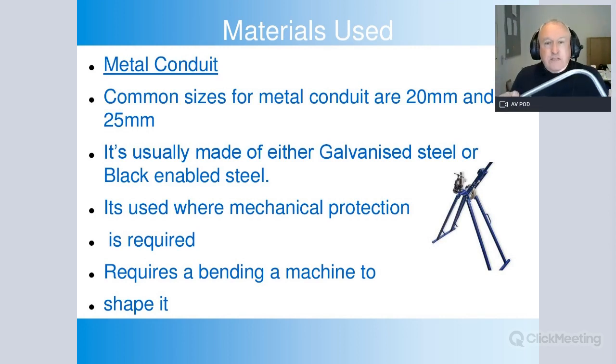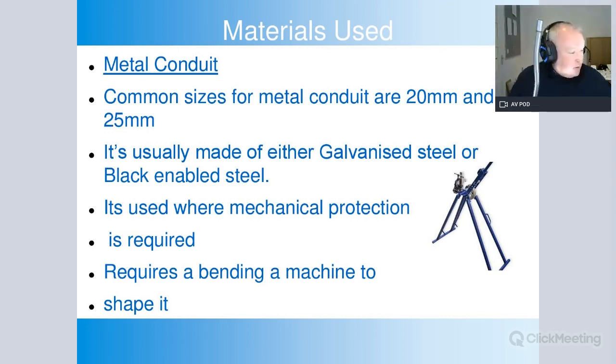Two common sizes for this are 20 mil, which is this one, meaning a 20 mil diameter at the top there, or 25 mil. It's either made out of galvanized steel, which is this, like a silver coating, designed to be used outside, or a black enamel steel, which is basically similar to this but painted black. Now, the black enamel steel isn't designed to be used outside because it rusts. So only the galvanized steel is used outside.